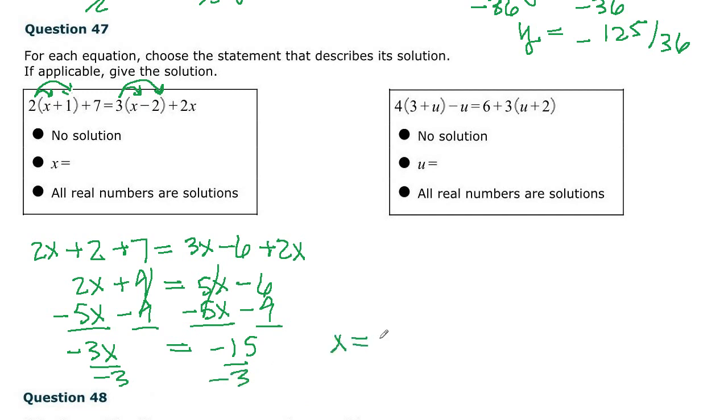So x is going to be 5. So one solution right there. Now let's take a look at this one here.